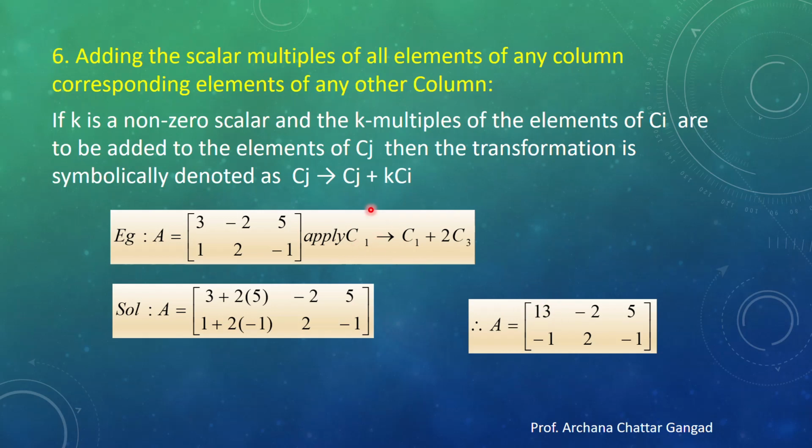Next, the element of your first column: C1 is 1 plus 2 times C3. The C3 value is -1, so 1 minus 2 gives us -1. The second and third columns remain as they are. So this is the elementary operation.